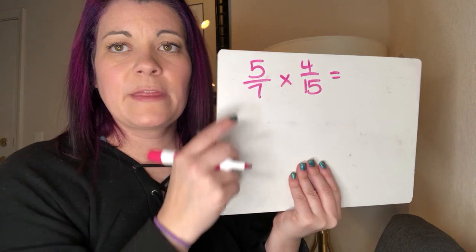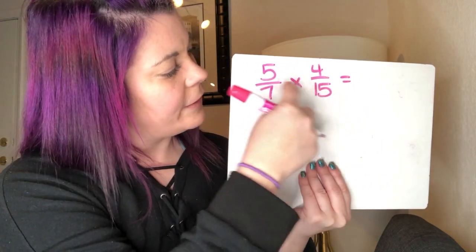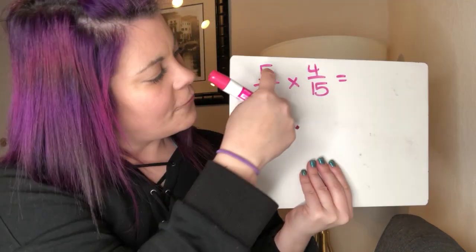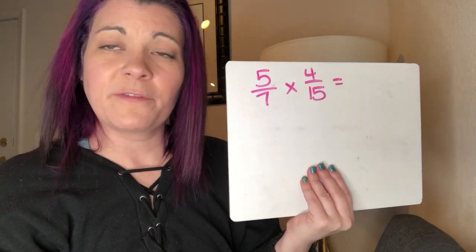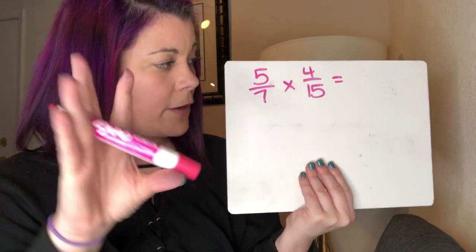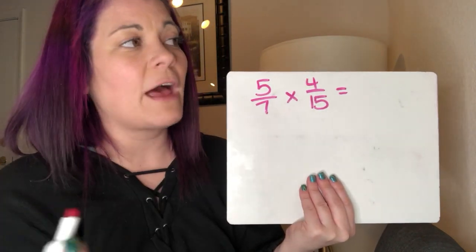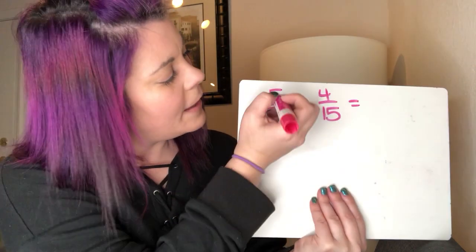But I'm going to show you a little trick. It's called reducing within the problem. Okay, reducing within the problem. So if I have 5/7 times 4/15, what I want to do is check to see if diagonals have a common factor. So in this case, I'm checking 5 and 15 and 4 and 7. Well, 5 and 15 do have a common factor of 5. So I'm going to divide both of those numbers by 5.